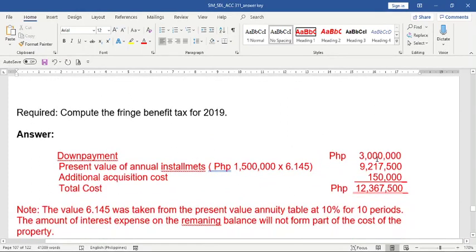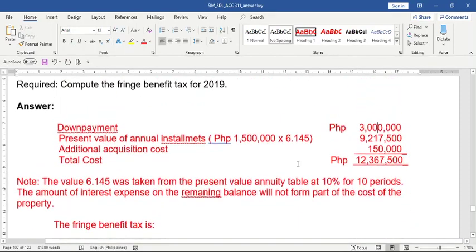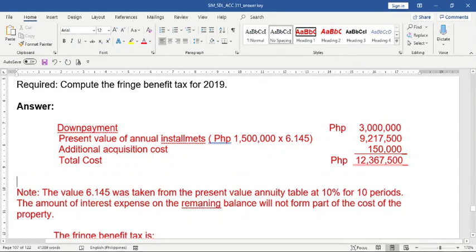So, the down payment is 3. We take the present value of the annual installment, which is 1.5 times 6.145. Is this given already, or do you need to compute it? How would you compute the 6.145, the present value of the annual installment? If you have your time value of money, but it's given already, there's no need for you to compute.